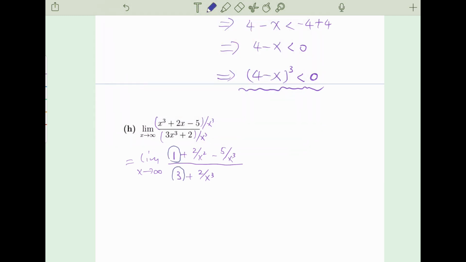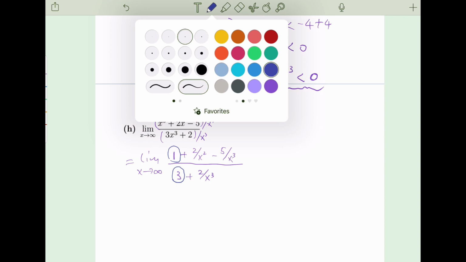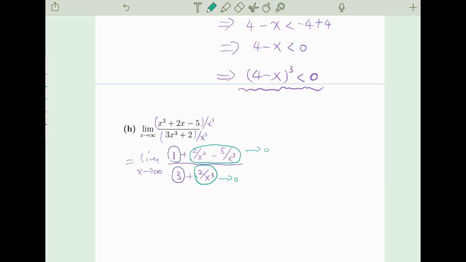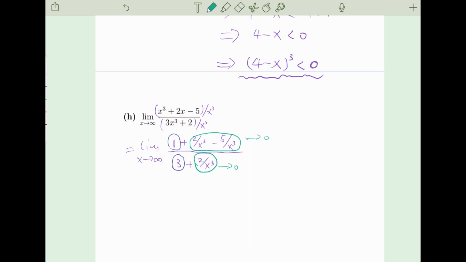On top it is 1, on the bottom it is 3. And the rest of the terms, they all go to 0 because they have x squared or x cubed in the denominator. And since x is approaching infinity, our denominator will get larger and larger. When the denominator gets very, very large, the fraction will become very, very small, getting closer and closer to 0 as the denominator gets larger and larger.